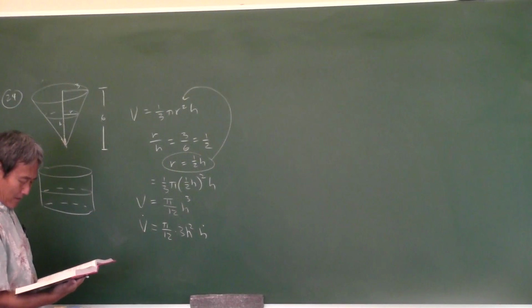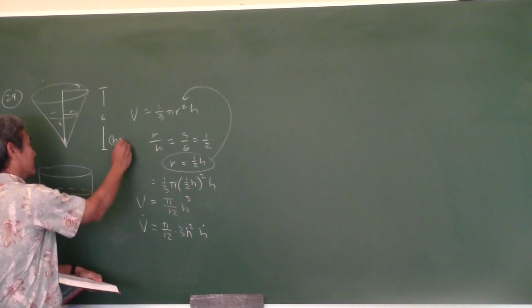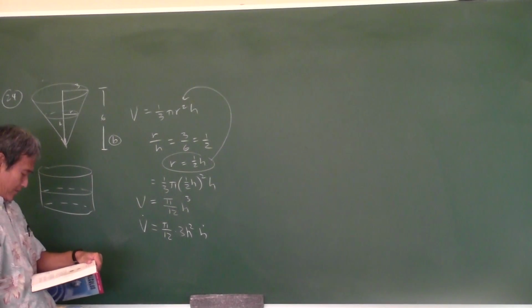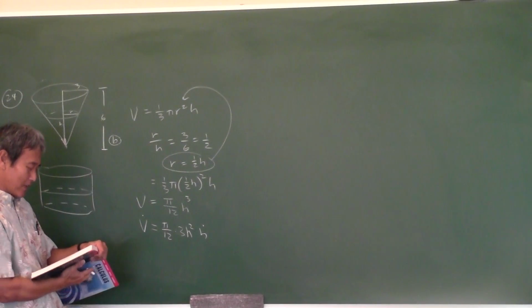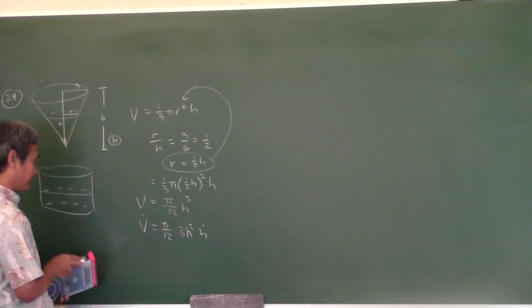Take the derivative: dV/dt is equal to pi over 12, throw it on the side like an unwanted pet, and then you get 3h squared h dot. I just automatically do that because that's how every problem is. What is this problem asking? Oh, we're doing part B first. That's okay. It's probably better if we do part B first. How fast is the level in the cone falling? So they want to know dh/dt, h dot.